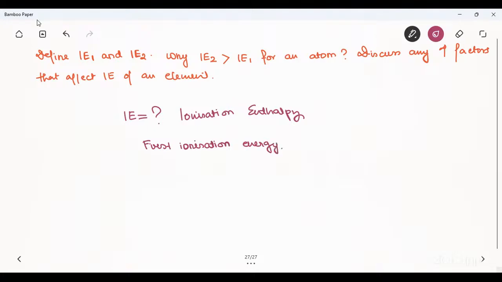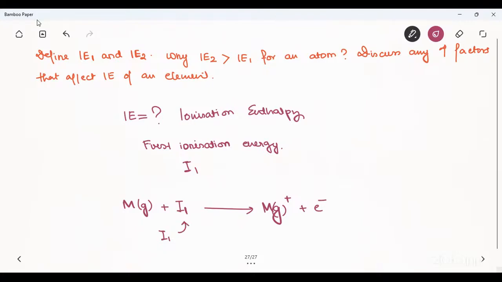And why is it called the first ionization energy? Because it is the energy which is required to remove the first electron from an atom. It is represented as I1 or IE1 and is expressed in electron volts per atom, or kilocalorie or kilojoule per mole. Suppose M is a gaseous atom, then M(g) plus I1 becomes M+(g) plus an electron. So I1 stands for the first ionization energy.